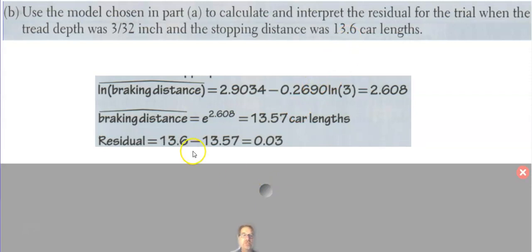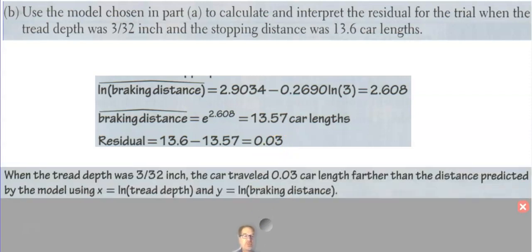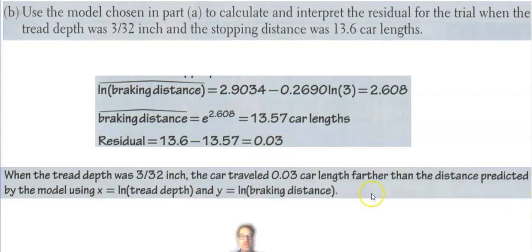So to find our residual is y minus y hat. I'm sorry, y hat minus y. So we got 0.03, which means it actually took 0.03 car lengths longer to stop than we thought. So when the tread depth of the car was 3.32 inches, the car traveled 0.03 car lengths further than the distance predicted by the model. That's what my residual means.